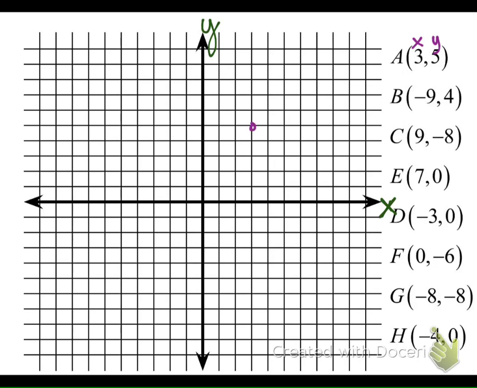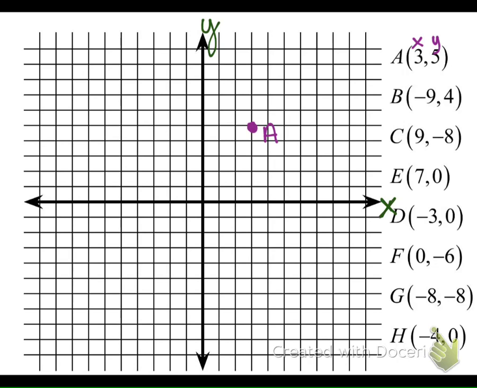Now, next to that point that I just plotted, I'm going to label it. What do I name it? A. So I went over 1, 2, 3, then up 1, 2, 3, 4, 5. There's my first ordered pair.